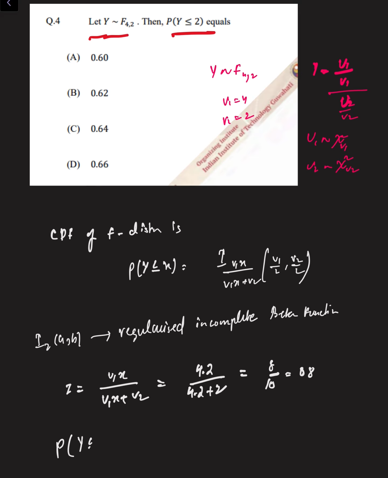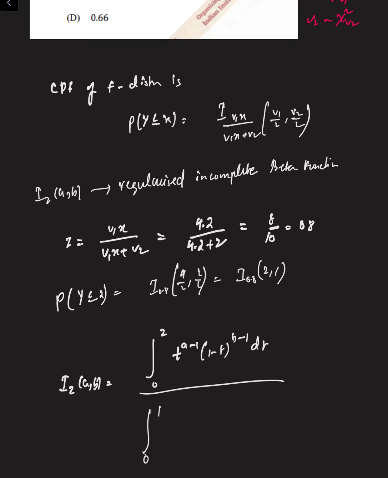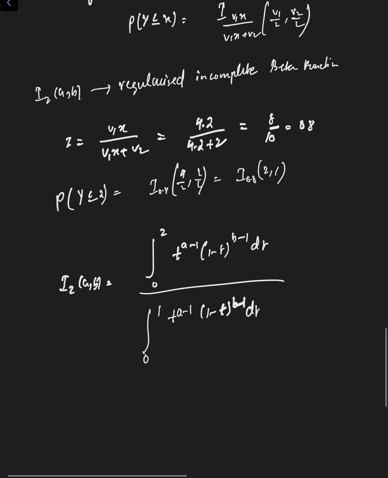So the probability of y less than or equal to 2 is nothing but I at 0.8, with 4 by 2 comma 2 by 2, which is I at 0.8, 2 comma 1. The regularized incomplete beta function we can define as the integral from 0 to z of t to the power a minus 1 into (1 minus t) whole to the power b minus 1 dt, divided by the integral from 0 to 1 of t to the power a minus 1 into (1 minus t) whole to the power b minus 1 dt. So here a is equal to 2 and b is equal to 1.